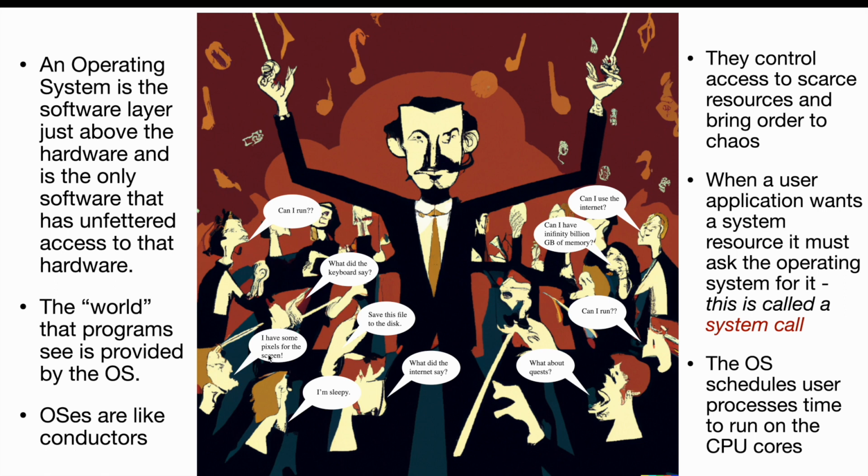So think about all of the players in this symphony as the different processes, the different programs that are running on your computer. They're all asking for different things at the same time. One of the core things the operating system does is schedule processes time to run on the CPU. Usually we have many more processes alive and running on a system than we have cores. They can't all be running at the same time.